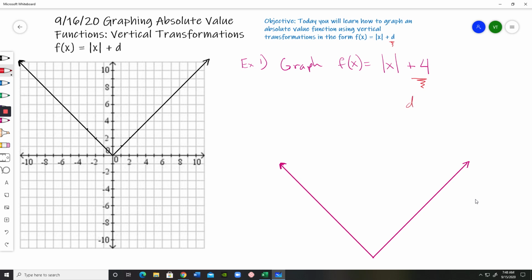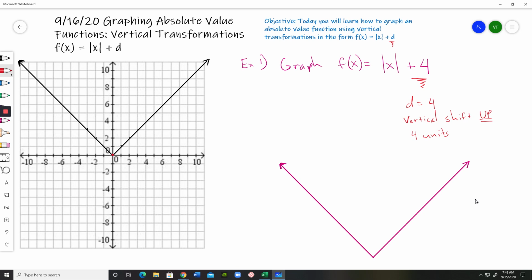In this case, d is 4. What this does is, after the absolute value is taken, it adds 4 to all of the outputs. Because we're adding 4 to all the outputs, that's going to cause the graph to go up by 4 units. So d equals 4 is going to cause a vertical shift up 4 units.